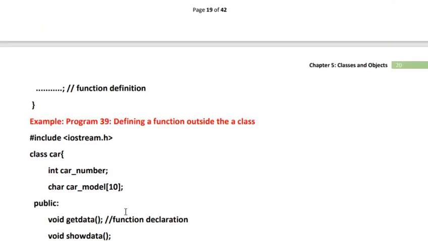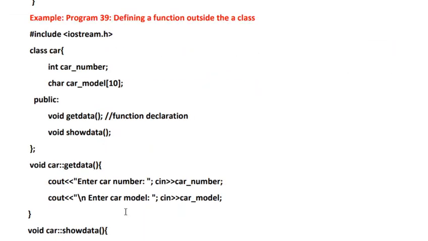Now let us try to understand it with the help of an example. Here I have a class car where we have the data members car number and model number, both of private nature. Then I have the functions get data and show data placed in the public section of the class.